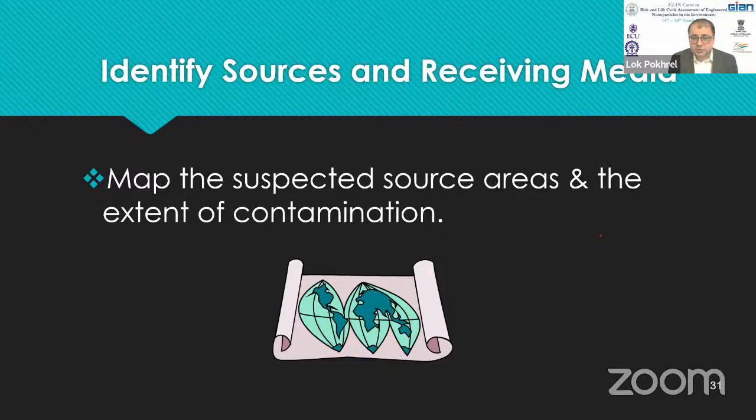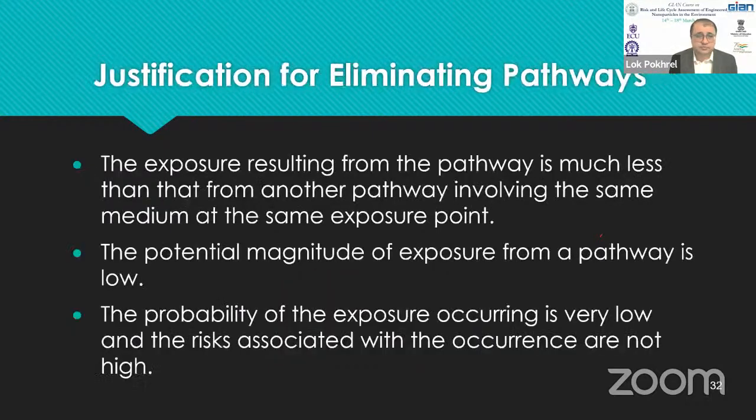Map the suspected source area. Mapping means measuring. And the extent of contamination, again, some kind of measurement must be done. You have to take the samples, water sample, soil sample, air sample, and do some kind of analysis to quantify the concentration of the chemical in question. And how many chemicals are there? Is it just chemical A or chemical B, chemical C? How many chemicals are actually involved in terms of exposure? So you need to look into all those scenarios.